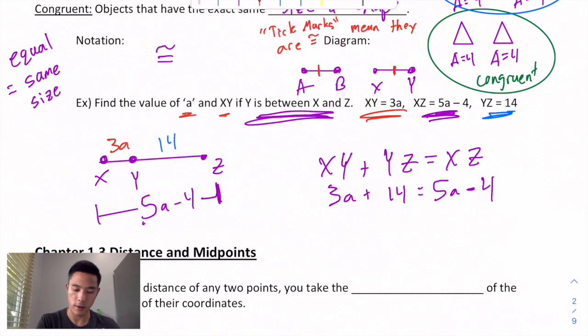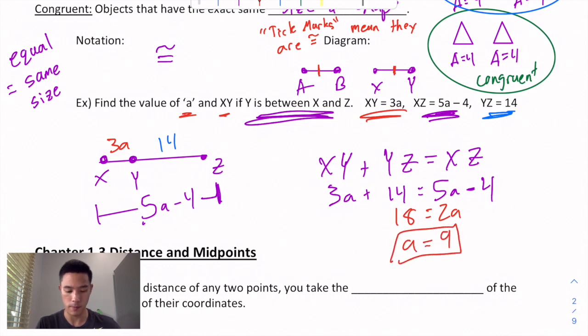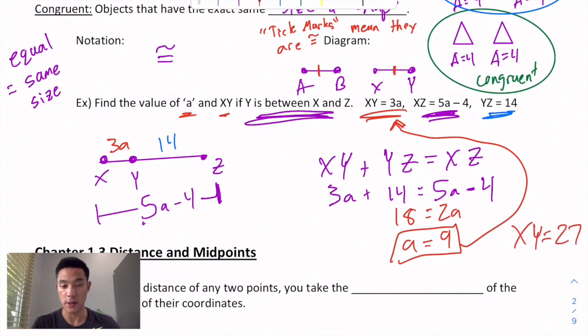Doing a little quick math here. 18 equals 2a, a equals 9. Boom, easy money. Okay, are we done? Answer is no. We need to plug this back into your XY, because that's what we're solving for. XY, 27. Bam.